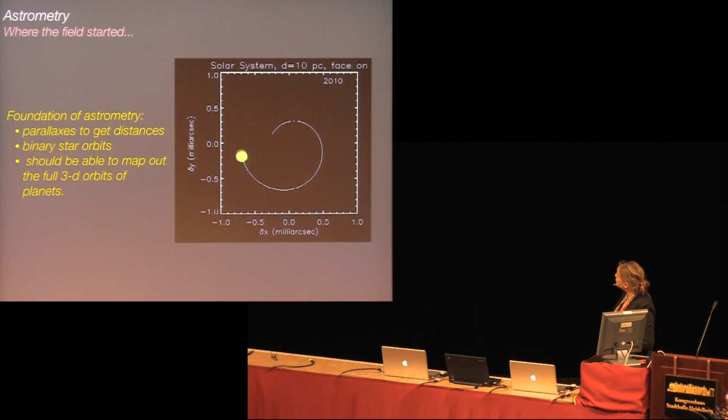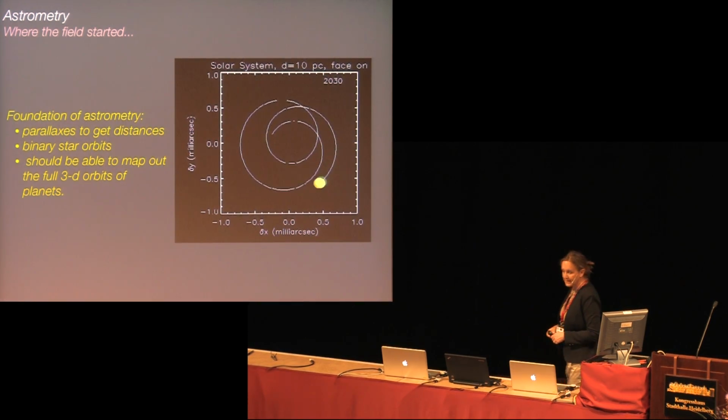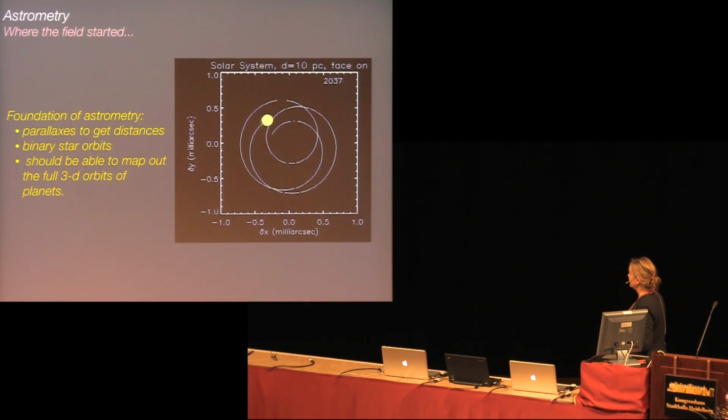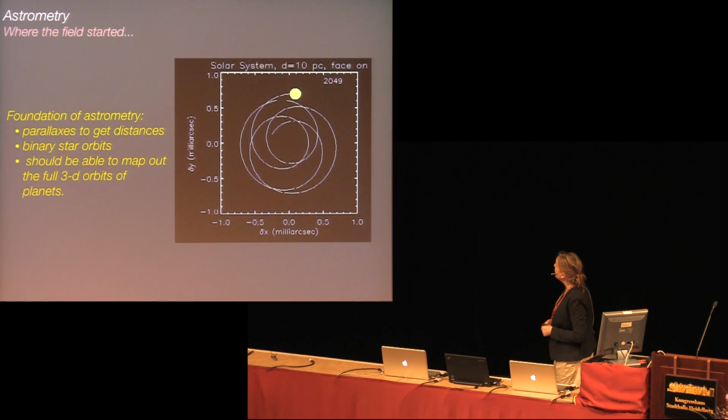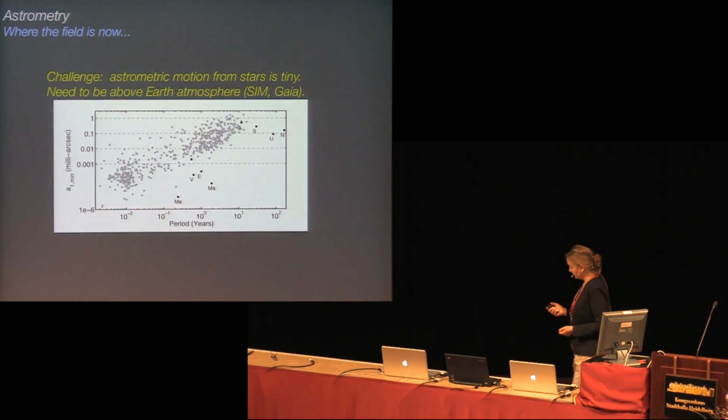The next technique is astrometry. This, of course, has laid the foundation of astronomy. It tells us what distances are to stars, which we can measure by measuring their parallaxes. It tells us what their proper motions are. It tells us about binary star orbits. And in principle, it maps out the full three-dimensional orbit of a planet that's going around a star. The challenge has been that the astrometric amplitude tends to be milli or micro arc seconds on the y-axis here.